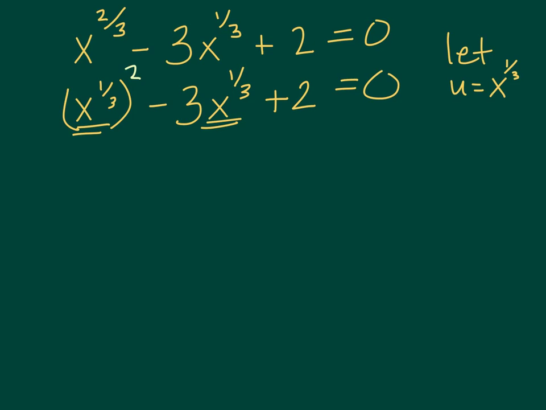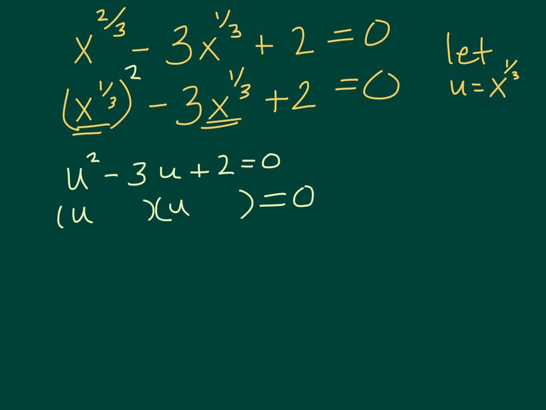So we're going to have u squared minus 3u plus 2 equals 0. And if we're lucky, this will factor. I'm looking for 2 things that multiply to positive 2 and add to negative 3. So that must be minus 1 times minus 2. And we will get u equals 1 and u equals 2.